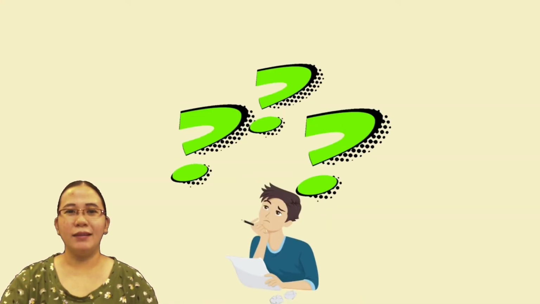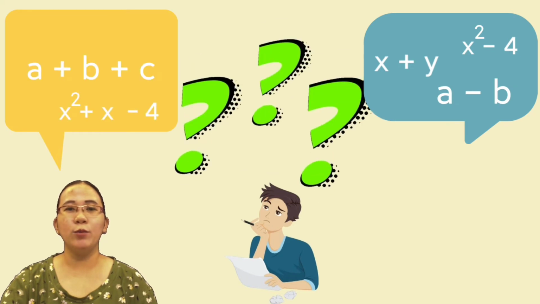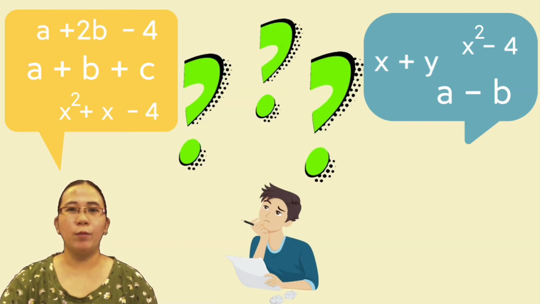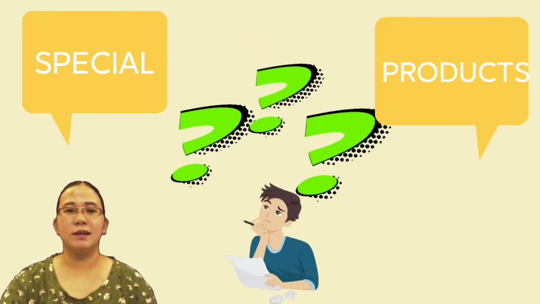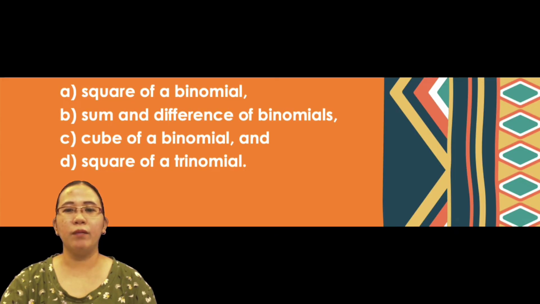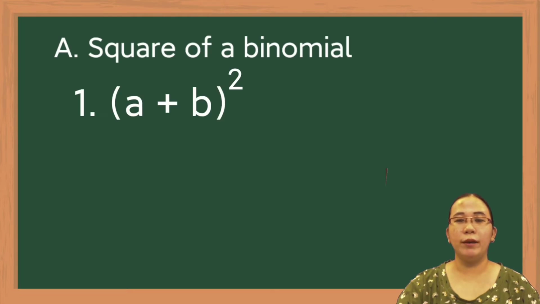Did you know that there are binomials or trinomials that when you multiply, the products form a pattern? Such are called special products. Using the laws of exponents, you will be able to find the product of A. Square of a binomial, B. Sum and difference of binomials, C. Cube of a binomial, and D. Square of a trinomial. Let's have example number 1 about square of a binomial.